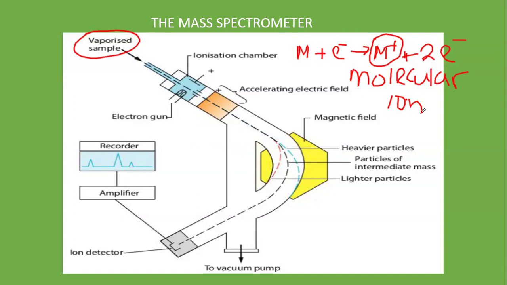Now it goes through the next stage of the mass spectrometer, which is the acceleration chamber. In that chamber, it has an electric field. The purpose of the electric field is to accelerate the molecule, to make the molecule pick up a particular speed, to move the molecule at a particular velocity. So at the acceleration chamber, the sample moves at different velocity. The lighter sample will move faster. The heavier sample will move slowly.